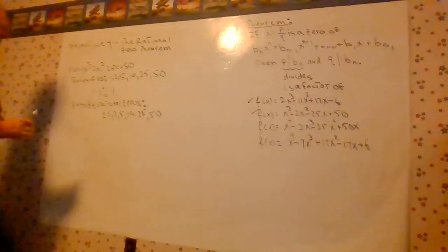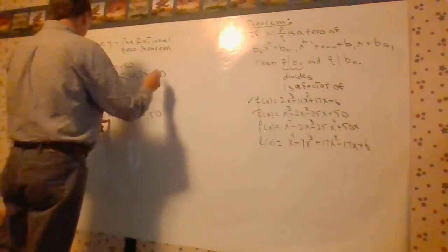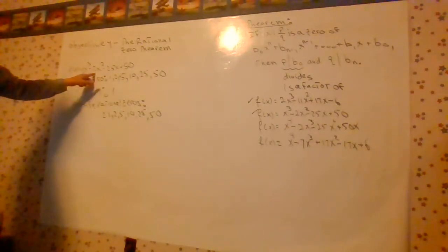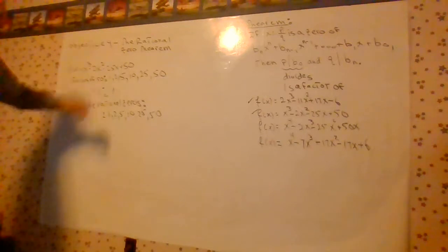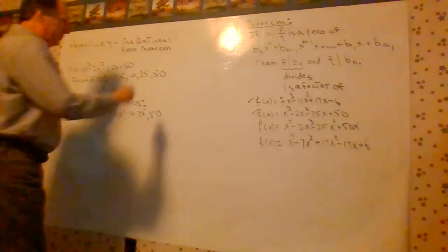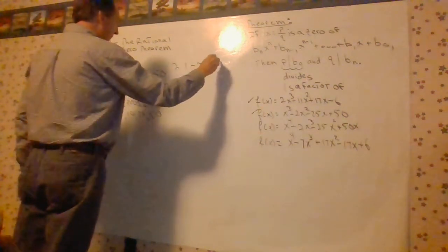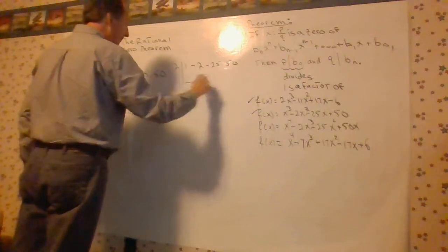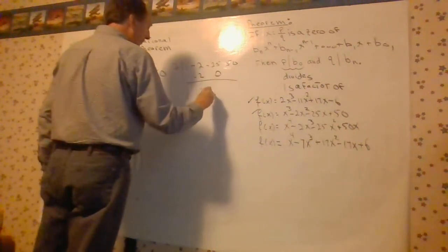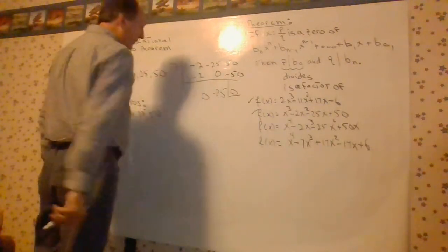So we just happen to have integers. You could try 1. Actually, 1, you could see if it's a 0 very easily. Just add up 1 minus 2 minus 25 plus 50. That doesn't add up to 0, so you can forget 1. How about 2? Let's try 2. 1, negative 2, negative 25, 50. 1 minus 2, 0. 0 minus 25 minus 50. 0, we're in business.